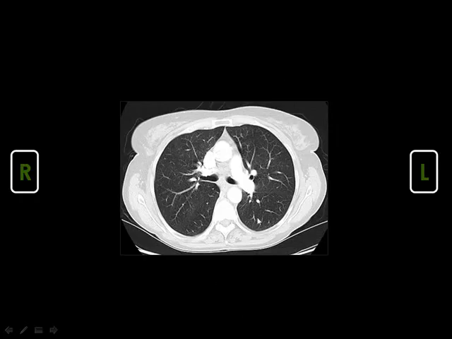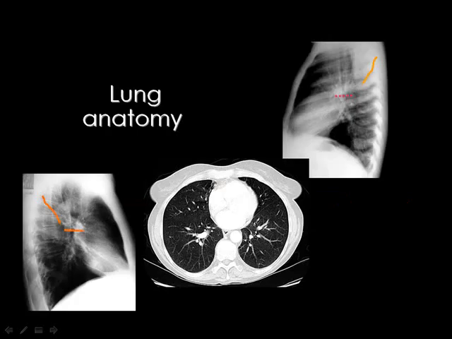Then, if you see the tracheal bifurcation, this is the upper lobe, this is the lower lobe. The upper half, the anterior half, is for the upper lobe, the posterior half is for the lower lobe. Then, if you go more down, you are cutting in the cardiac shadow. No trachea, no bronchi.